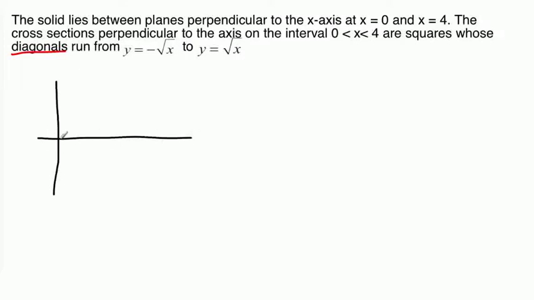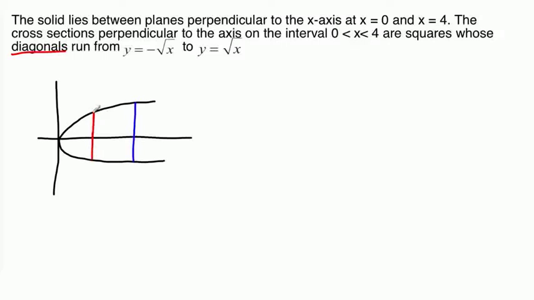So essentially, I have these two graphs. I have the square root of x, which is going to look something like this, and I have the negative square root of x, which is going to look something like this. And then I have these weird cross sections. Now, let's do my bounds from 0 to 4, and I have these cross sections. So I'm going to just draw one cross section, which is going to look like a square.